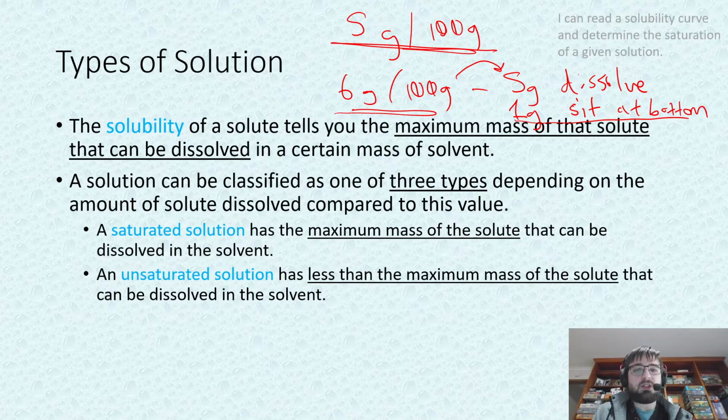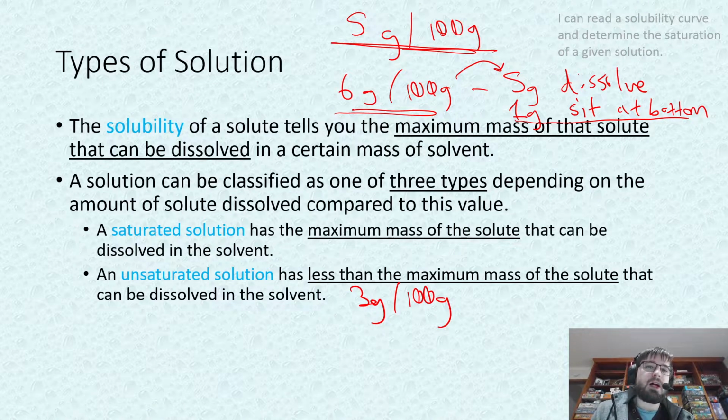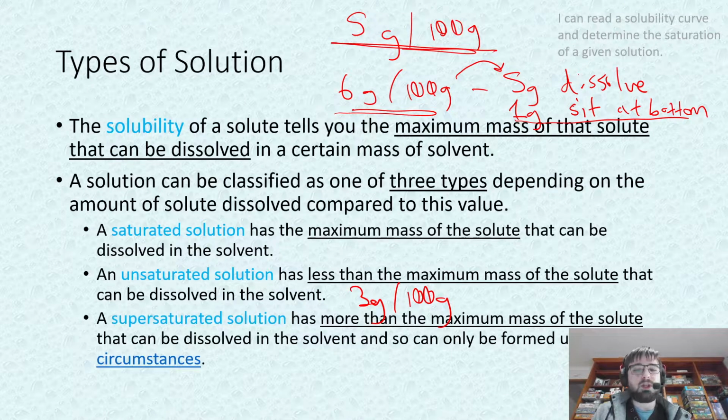So an unsaturated solution is just something where we have less than that maximum mass. So in this case here, if we try to dissolve 3 grams per 100 grams, it'll all dissolve, but it'll be unsaturated. We could dissolve more of it in there. And the last one is supersaturated.